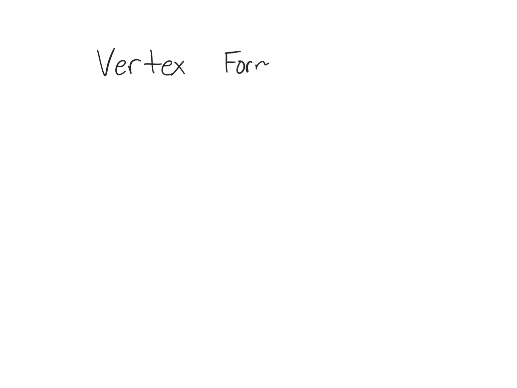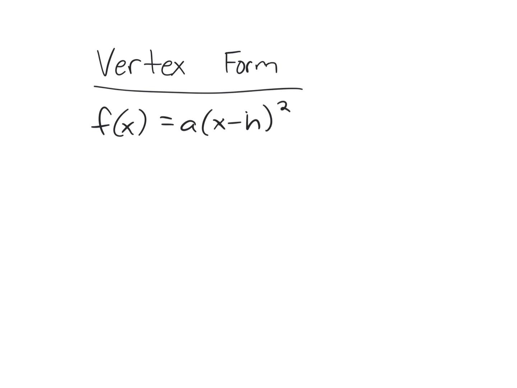We talked about two different forms of quadratic equations, and the first one we're going to talk about is vertex form. That is in the form of f of x equals a times (x minus h) squared plus k. Why is that called vertex form? It gives us the vertex, right? I'm going to get to that in a second.